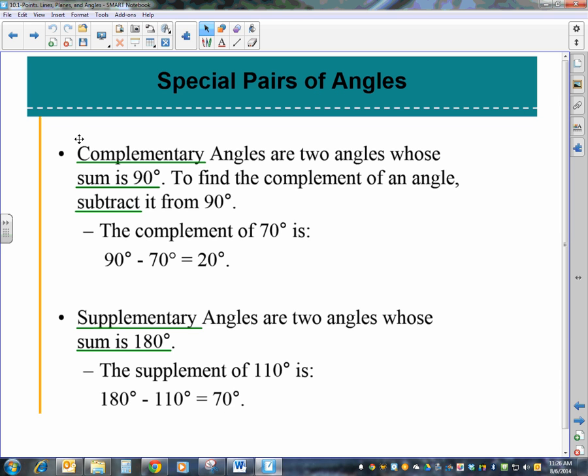And in case you didn't get it last year, complementary begins with a C. It comes before S in the alphabet. C comes before S. 90 comes before 180 when you count. So just a little something to try to help you remember which word goes with which number.